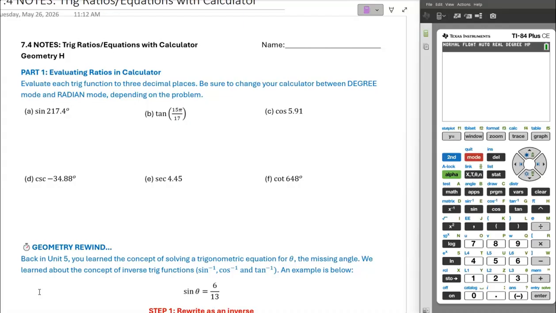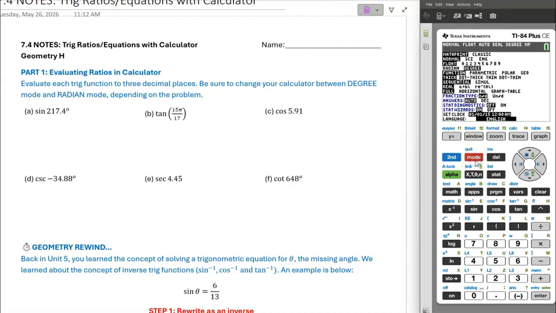Okay, so the first part of this lesson, we are going to evaluate trig ratios. Unlike what we've been doing using the unit circle and the trig toolbox, we can actually find any ratio that we want using our calculator. The biggest thing to note here is to know how to change modes between degrees and radians. If you press the mode button on your calculator, you will see hopefully an area where you can change this. Right here is where it's on mine. Currently it's in degree mode, which is what I'm going to be using here.